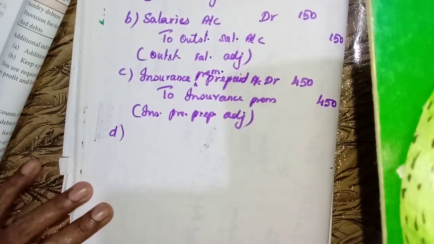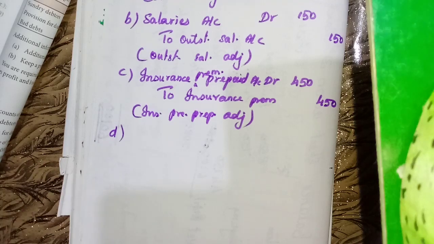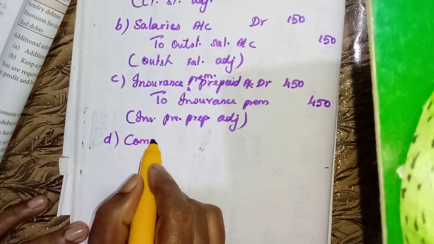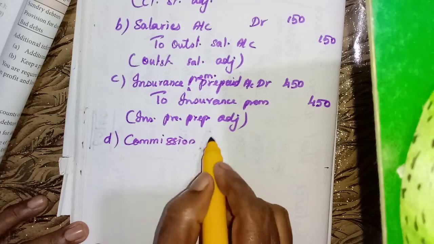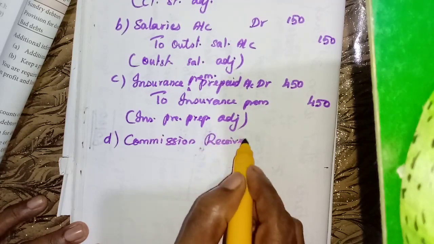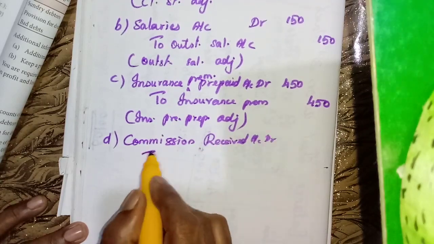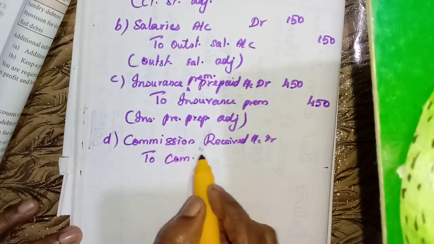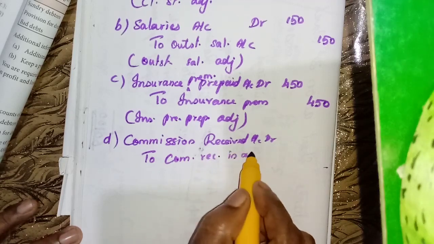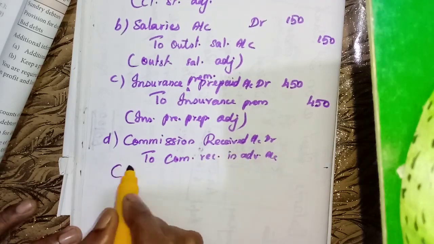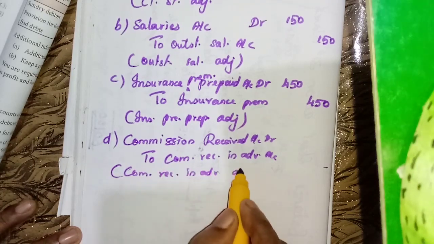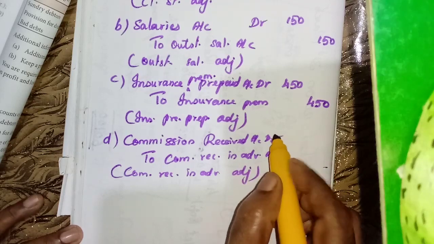Then 20,000 was received in advance for commission. Okay, commission received in advance. That one we need to debit, isn't it? Commission received account debtor to commission received in advance account. So commission received in advance adjusted, 20,000.